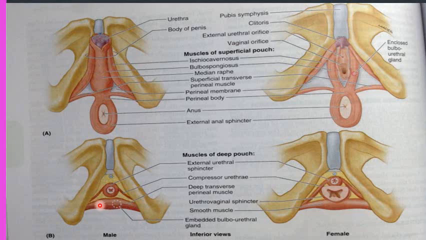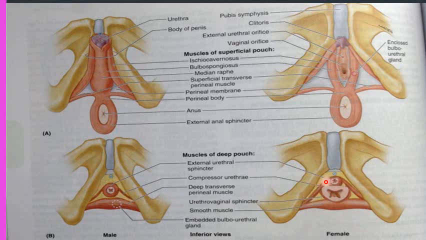Now if you remove that perineal membrane, then in the deep perineal pouch in the male, there is the deep transverse perineal muscle and the sphincter urethrae, which makes up the external urethral sphincter, and one of its components, moving towards the ischial spine, is the compressor urethrae muscle.